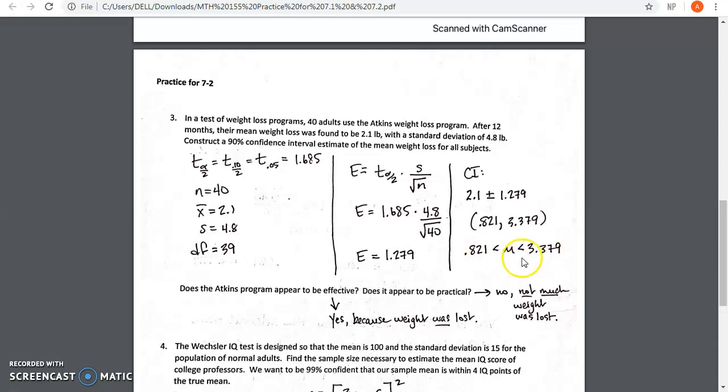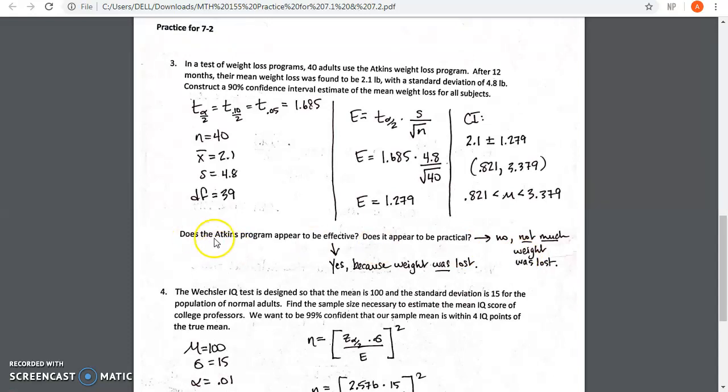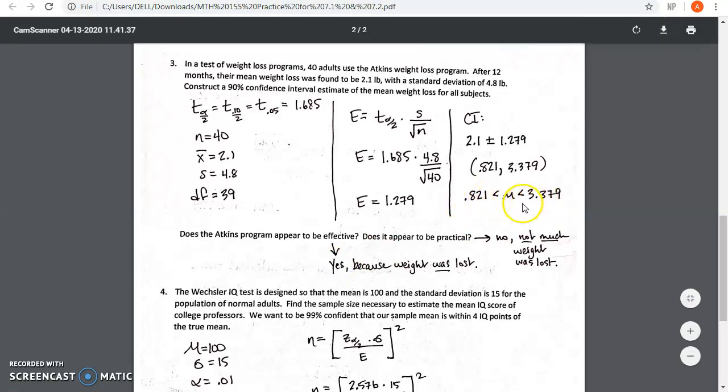Now, they've asked you a question. Let's go ahead and talk about that. Does the Atkins program appear to be effective? Well, yeah, there was weight loss. Anywhere between 0.8 and 3.3 pounds was lost.